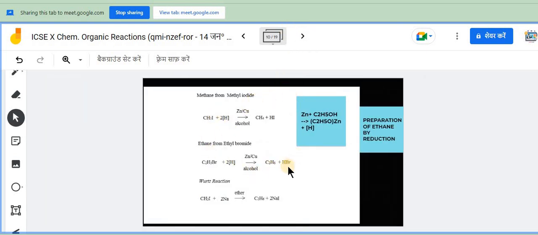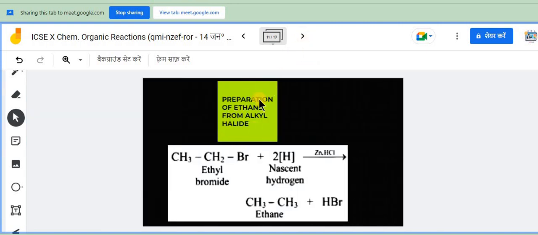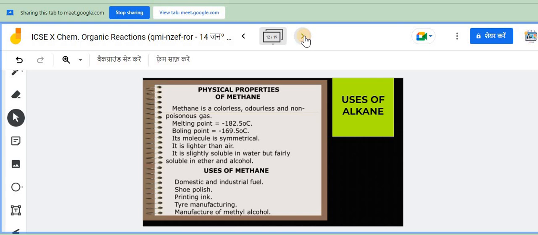This method is a reduction method, right? We can use zinc HCl, zinc copper, and other things to reduce what? Alkyl halide to alkane. Similarly, we have discussed this reaction also. Zinc HCl, hydrogen is provided here. Reduction reaction. This is not in the syllabus.